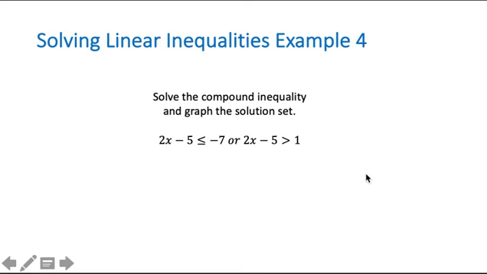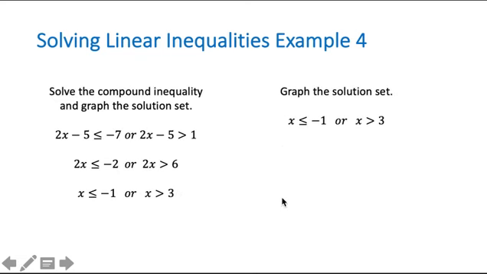Okay, now we'll talk about an OR statement. So this is a compound inequality that is an OR statement. So 2x minus 5 is less than or equal to negative 7, or 2x minus 5 is greater than 1. So we're going to do those two inequalities, and we're going to solve them similar to how we would do an equation. We're going to add 5 to both sides. And then we're going to divide both sides of the inequalities by 2. So we get x is less than or equal to negative 1, or x is greater than 3.